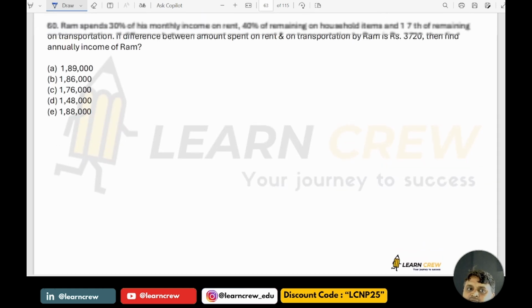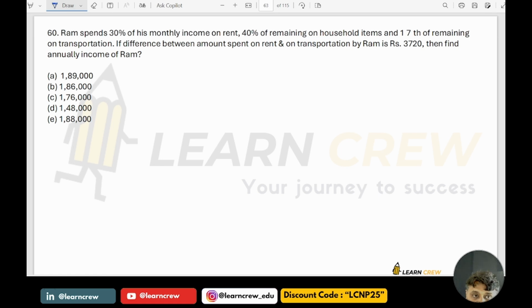Now next, question number 60. Ram spends 30% of his monthly income on rent, 40% of the remaining on household, and 1 by 7th of the remaining on transportation. If the difference between the amount spent on rent and transportation by him is 3720, then find the annual income. Please see here. Here it is 3 by 10, it is 2 by 5, it is 1 by 7.